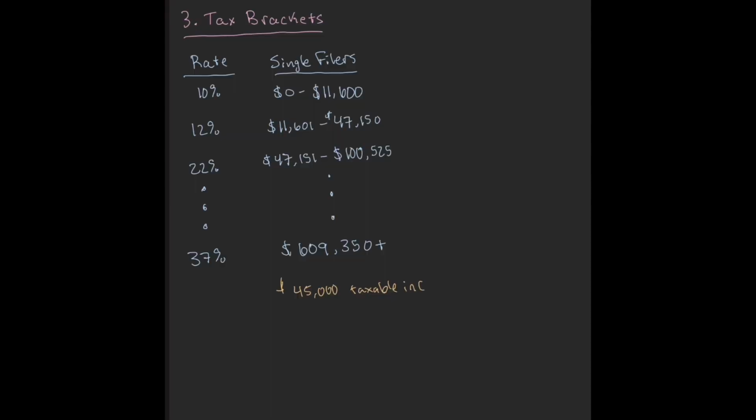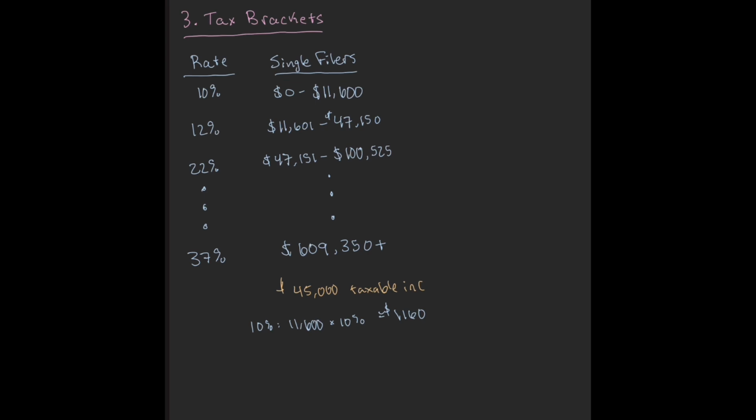So in our example, we had $45,000 in taxable income after we took that standard deduction. We went from 60 to 45. So let's figure out how much we owe in tax. So for that first $11,600, we're getting taxed at 10%. So the tax is $1,160. But that's not all of our money.